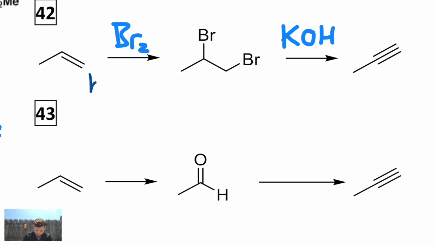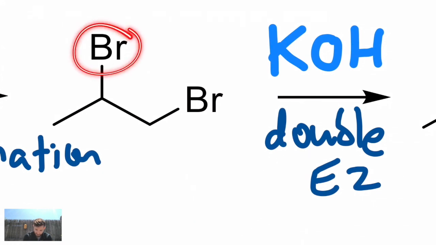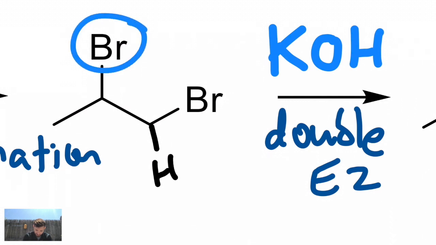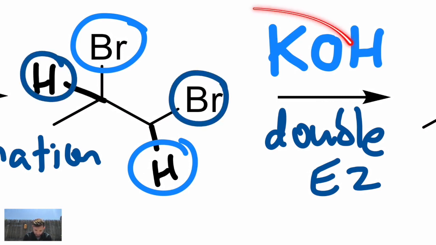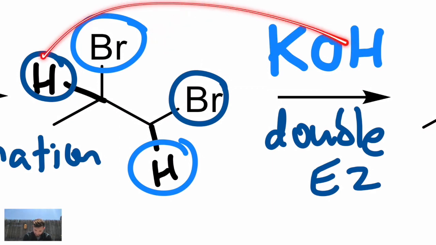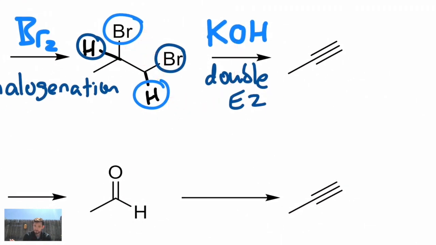So this is halogenation, adding, in this case, two bromines across the pi bond, and then a double E2. Because you can imagine having a bromine with a beta hydrogen and losing that bromine and that hydrogen, and then you have a second beta hydrogen relative to the other bromine atom. KOH takes the H, the CH bond breaks, bromine leaves, and then you do it again, and you get not one, but two pi bonds, in other words, an alkyne.